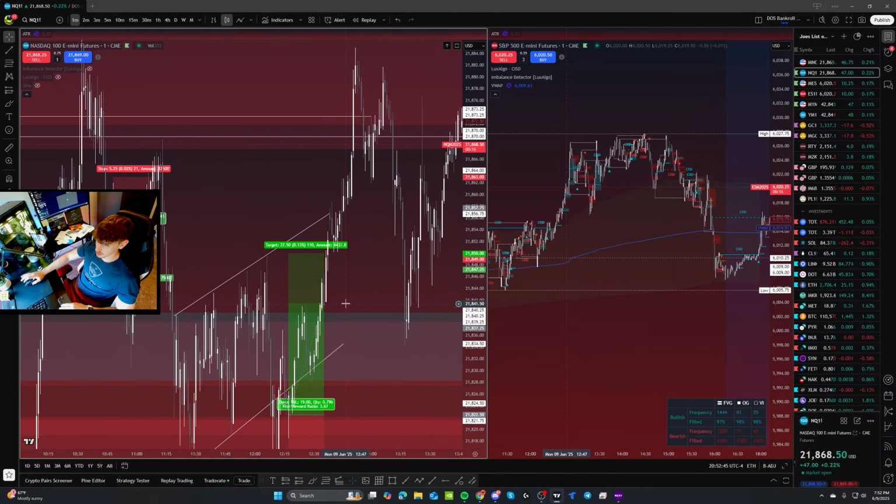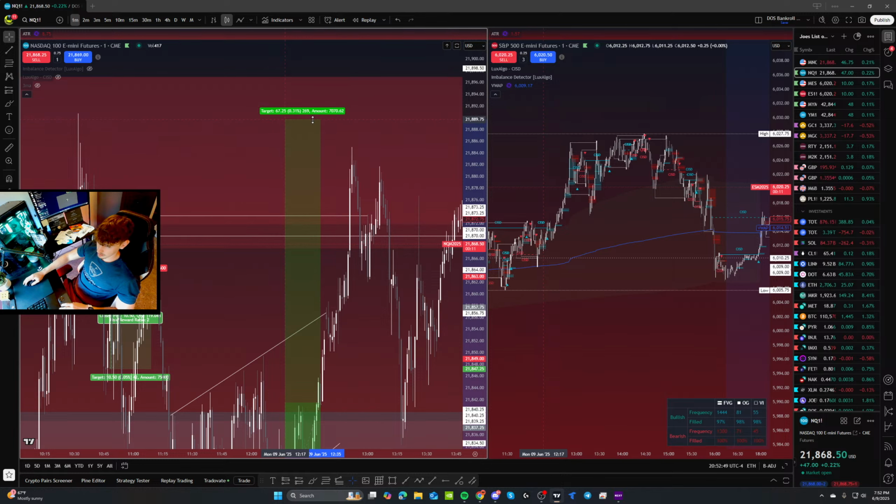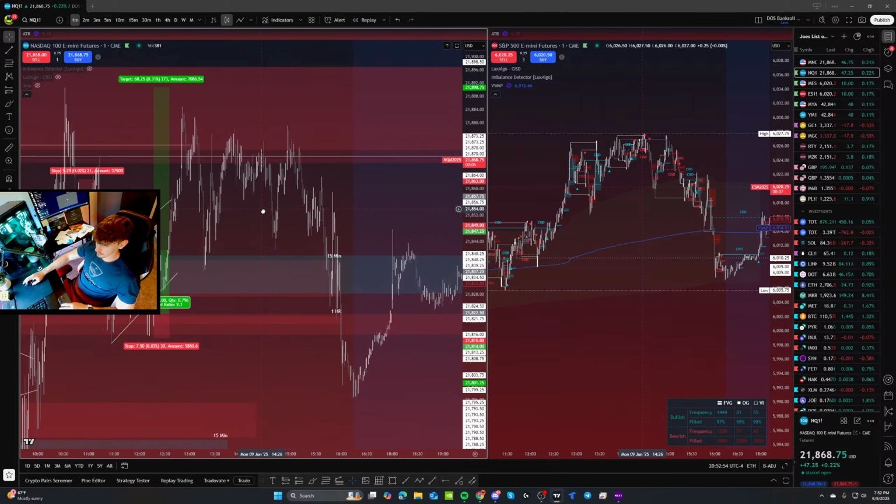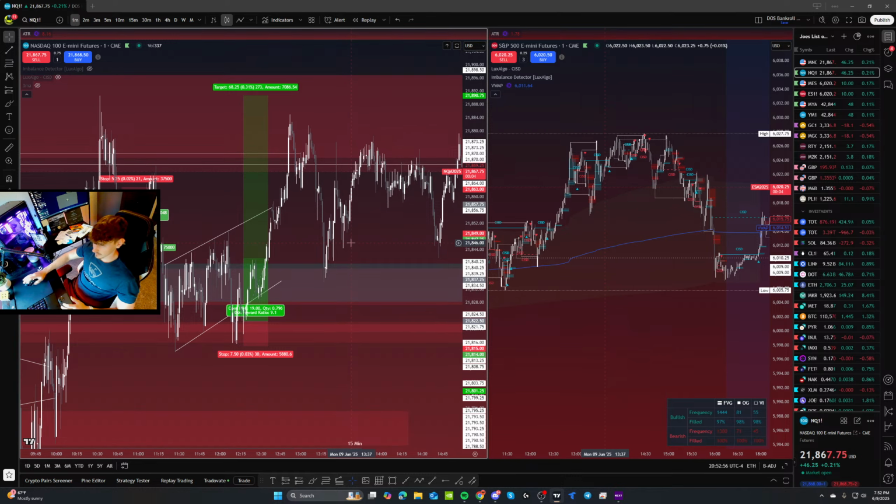And we could even go more targets than this. You could go up here. This would probably be your last target. Looks like it didn't quite make it. No, it would have stopped you out at break even, but that's a 1 to 9 RR. That's pretty rare that you get the full 1 to 9.